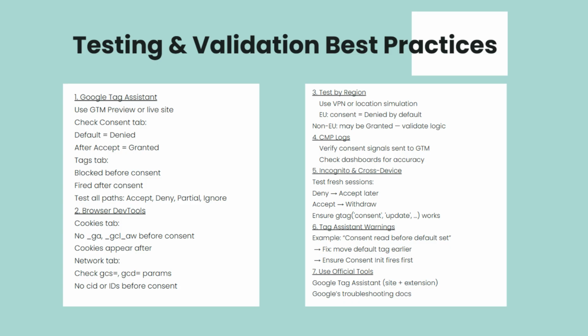Test in different regions. If your site serves globally, you might have region-based consent behavior. Some CMPs only show the banner in EU, for example. Use a VPN or Tag Assistant's location simulation to test from an EU IP versus a non-EU IP. Ensure that for EU, consent defaults are applied.